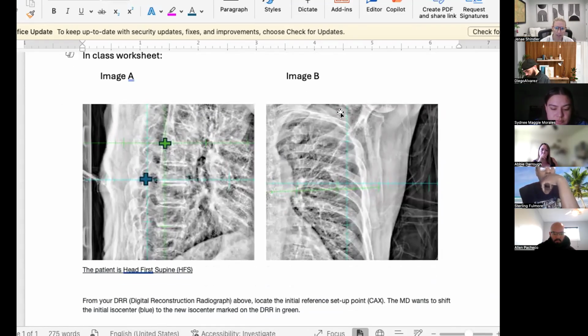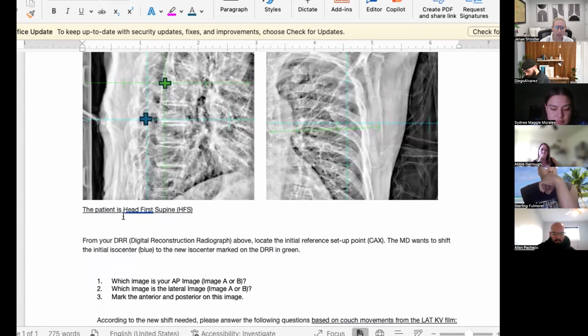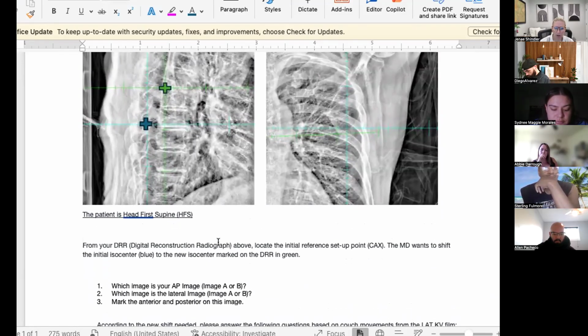This is image A, this is image B. The patient is head first supine. This is your DRR. Locate the initial reference point on the CAX. The MD wants to shift the initial isocenter, which is going to be blue in this case, to the new isocenter in green. So this is where you took the film, but this is actually where the isocenter should sit.